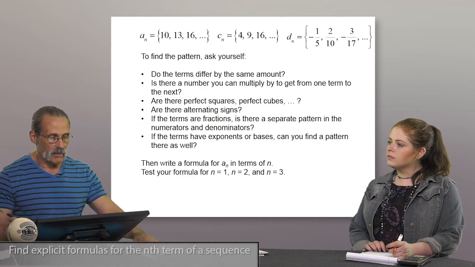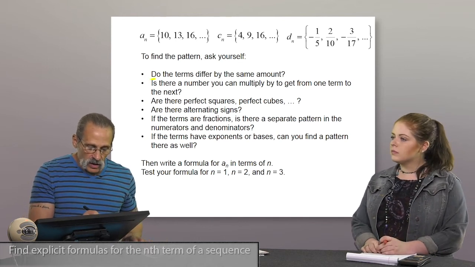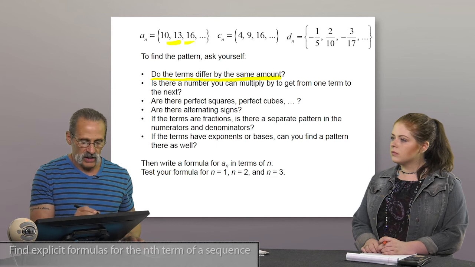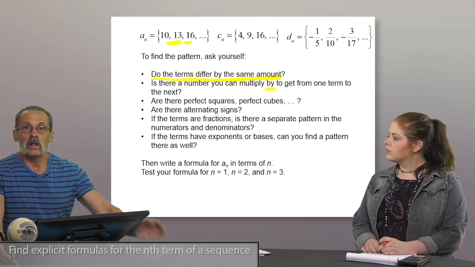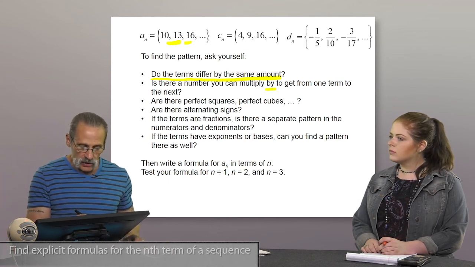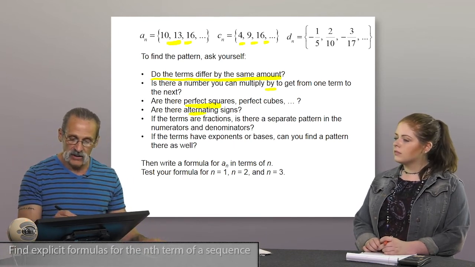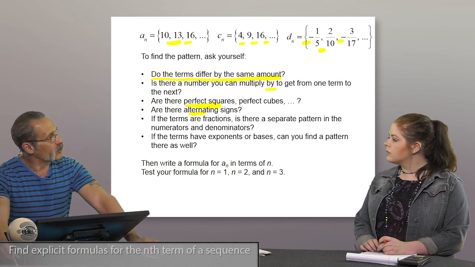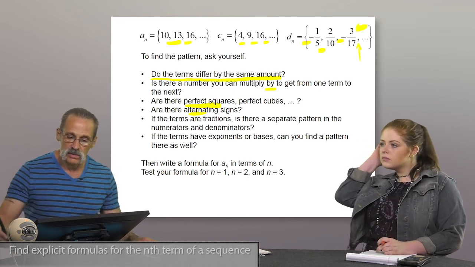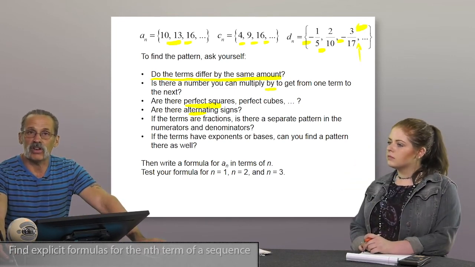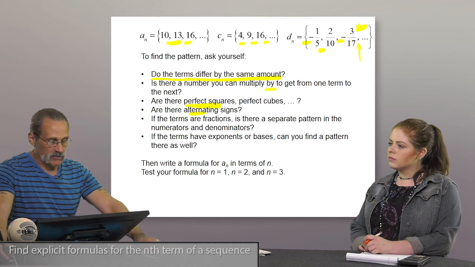So when we do this type of thought process, we have to ask ourselves a few questions. Do the terms differ by the same amount? Like here, they differ by 3. Or is there a number you can multiply by to get from one term to the next? Things you're looking for to generate the function's formula. Do you see evidence of perfect squares or perfect cubes? Are there alternating signs, plus, minus, plus? If there are fractions, you'll generate a formula for the numerator and denominator differently. That means you'll generate a function by looking at the numerator with one expression and the denominator with another. And again, if the terms all have exponents or bases, can you find a pattern there as well?